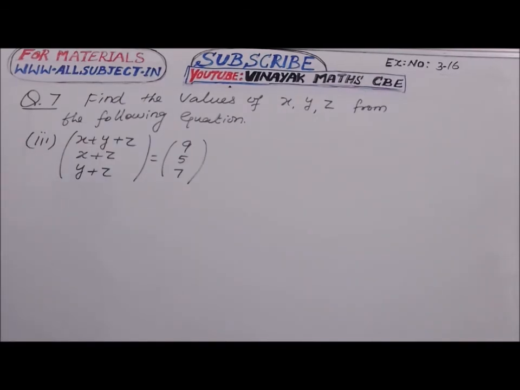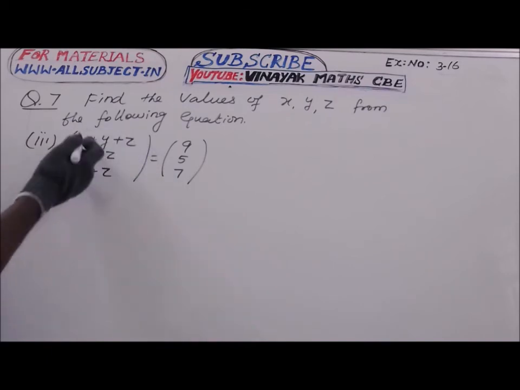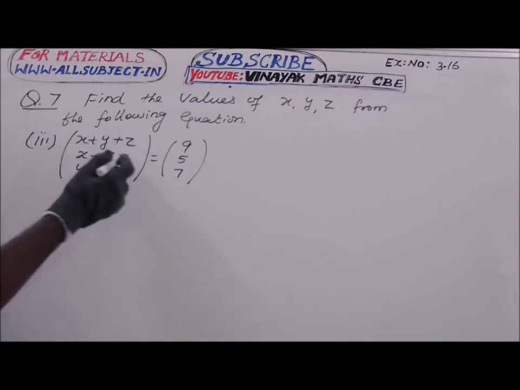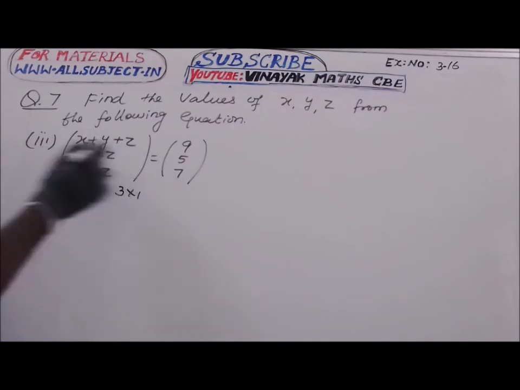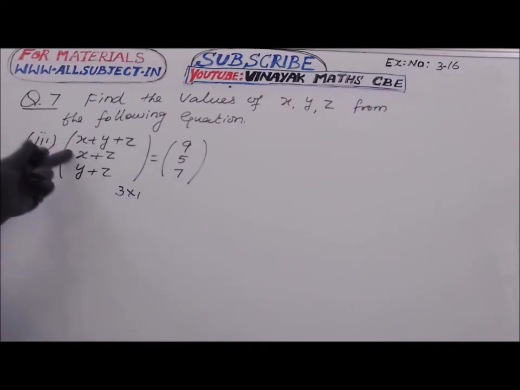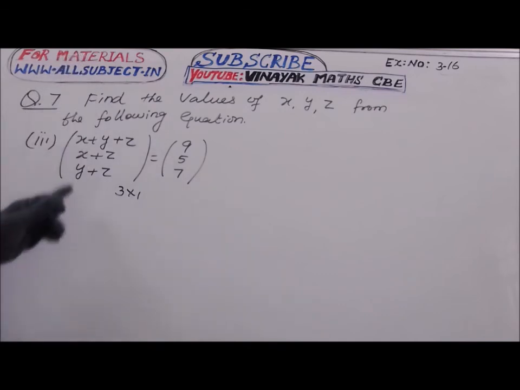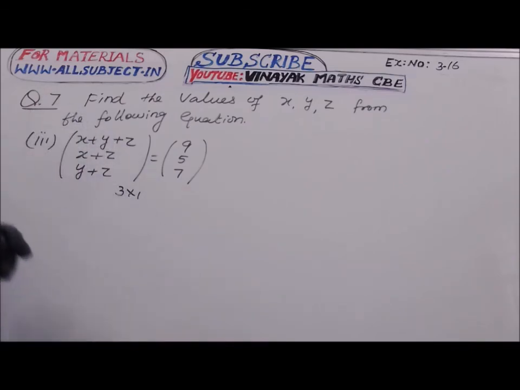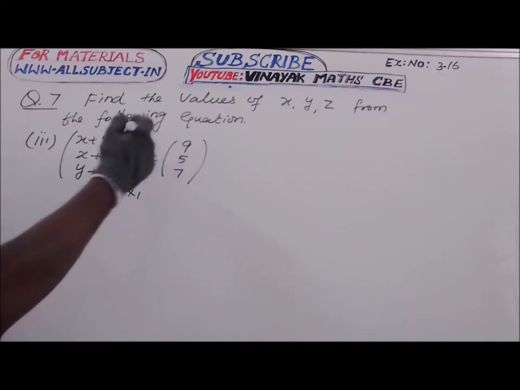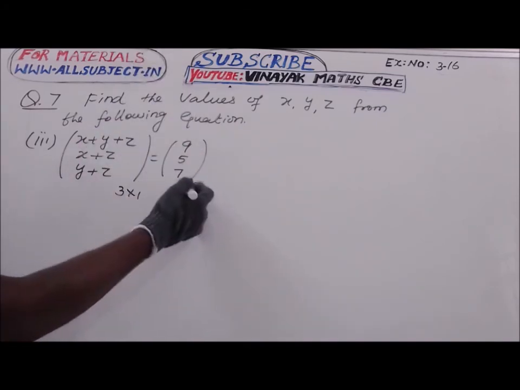Subdivision number 3 in question number 7, find the values of x, y, z from the following equation. This is a matrix equation. Look here, x plus y plus z is one element, x plus z one element, y plus z one element. So here we have 3 rows and 1 column, so its order is 3 by 1. Every element represents a single row, so there are 3 rows, and vertically we have only 1 column. Here also we have 3 rows and 1 column. It is of order 3 by 1.